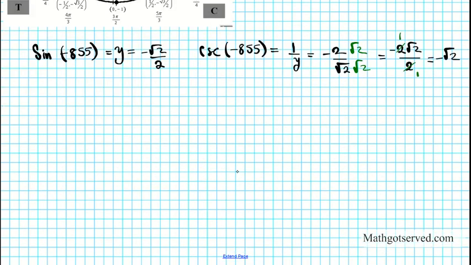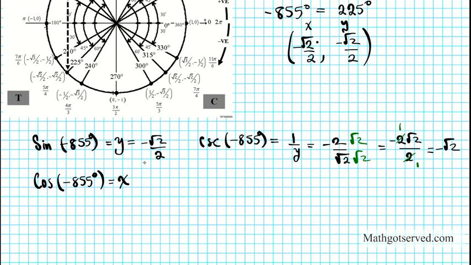Alright, let's look for the next set, cosine. What is cosine of negative 855 degrees? If you look at the unit circle ratios, you find out that it's the x-coordinate. What's the x-coordinate of the point we just found? It's negative root 2 over 2 also. So there goes the next one. Now let's look for its reciprocal trig function relative. Secant of negative 855 is 1 over x. It's going to be exactly the same answer as this one right here, because they were the same question.